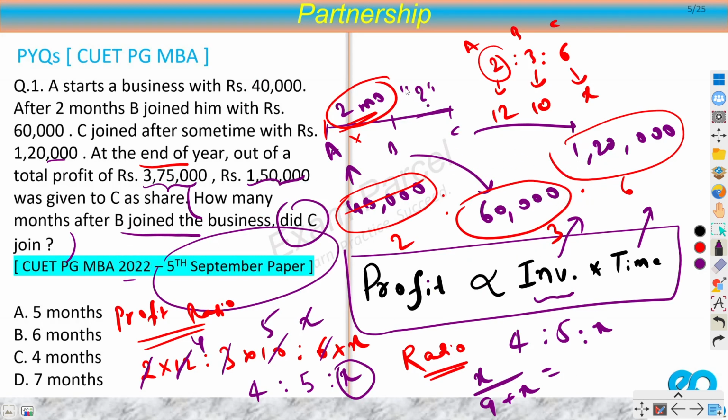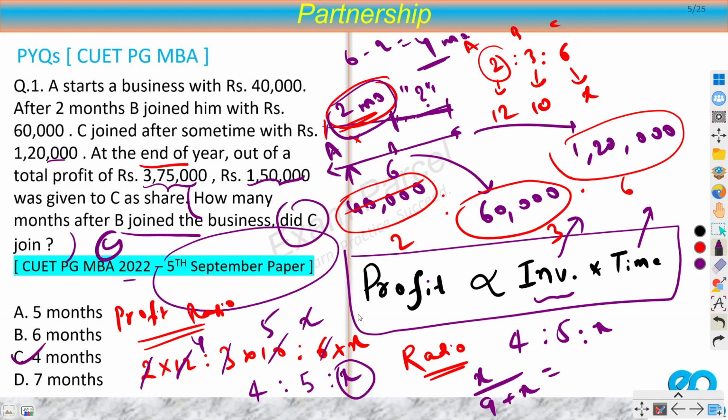X is not this portion, X is not this portion. X is from here till here. But we are asked about this portion: after B joined, how many months after B joined did C join? So we are asked not from the start, rather from B. Since from the start this is 6 months, we have to subtract this 2. So 6 minus 2 would be 4 months. So 4 months is the answer, option C.